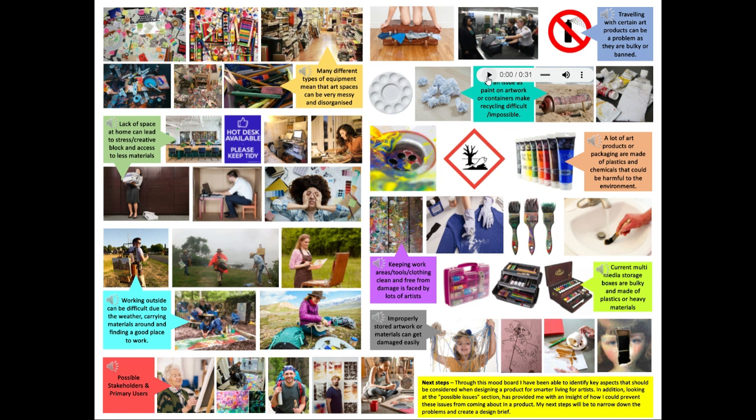In addition, looking at the possible issues section has provided me with an insight of how I could prevent these issues from coming about in a product. My next steps will be to narrow down the problems and create a design brief. I have talked about what I've done. I've talked about what I've looked at and in a little way what I found out about with the problems and how I could solve them. And then I've said what I'm going to do next. It's short, it's to the point, but it helps inform and it is important.